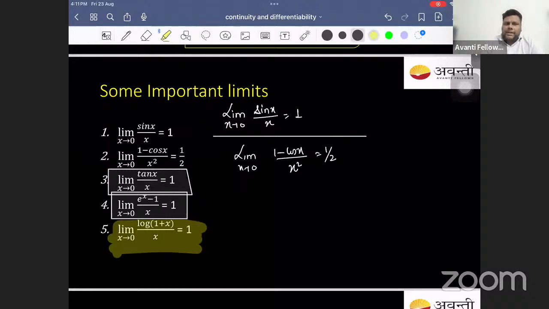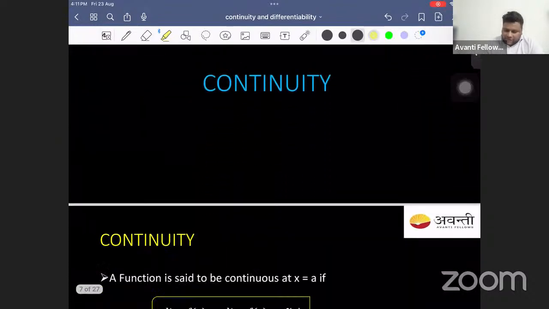So just as a quick reminder, we have to remember these limits. They will be very frequently used in the questions of continuity also. Now, let's start with continuity.